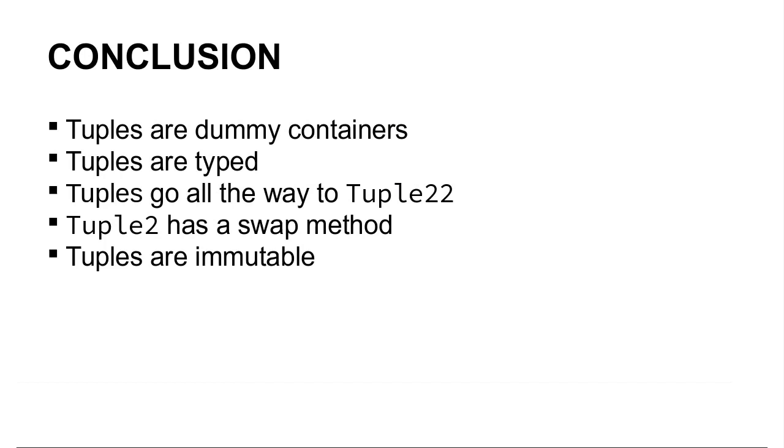There are tuples that go all the way to Tuple22. Tuple2 is unique in that it has a method called swap, and it's only there for Tuple2. Obviously, Tuple3 does not have a swap. It wouldn't make sense. And tuples are immutable. They are an essential part of the Scala language. They are everywhere.